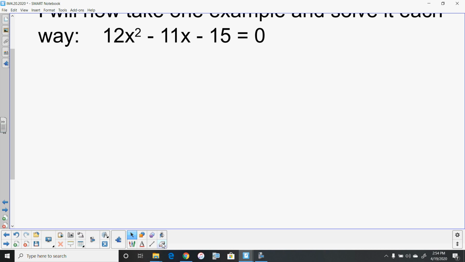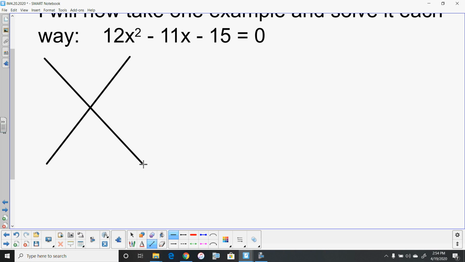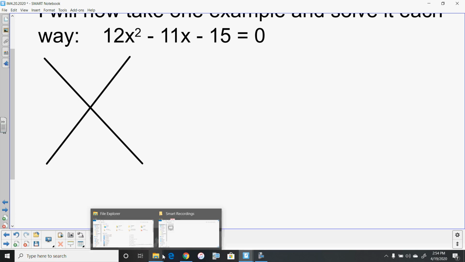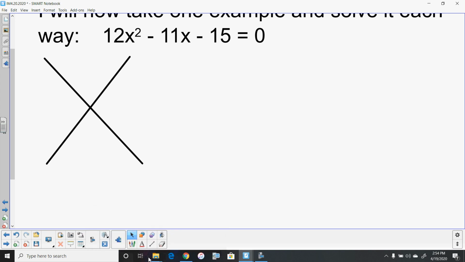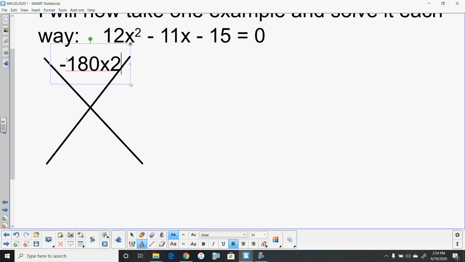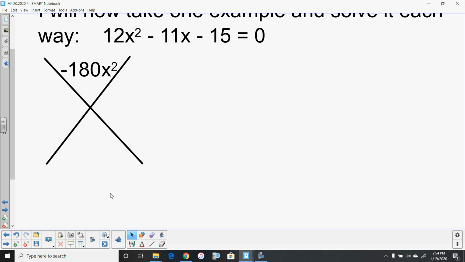Okay, so we are going to do this together. Let's use the diamond and box method first. Your teachers probably call it the X box because you make the X and then you go to the box. The thing that's going to go in the top of my box here is going to be negative 180 x squared. The way I got that was just multiplying 12 and negative 15. The middle, or the bottom box, is the middle part. That's going to be negative 11.